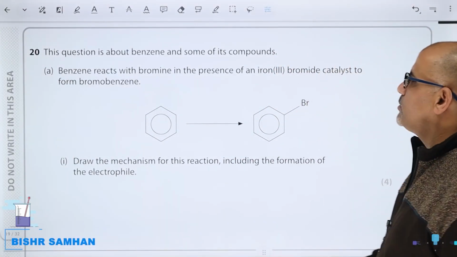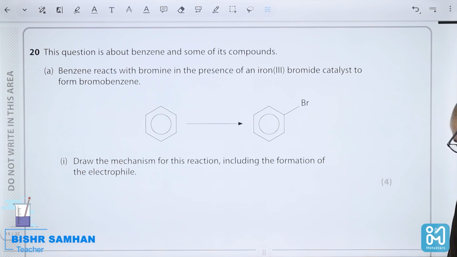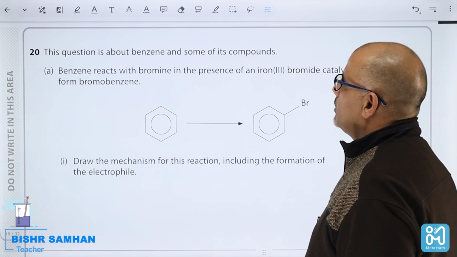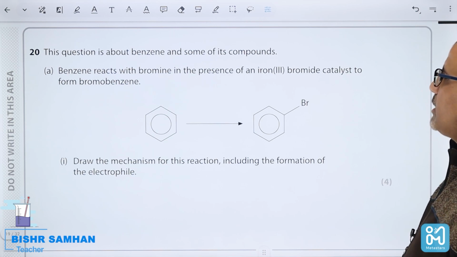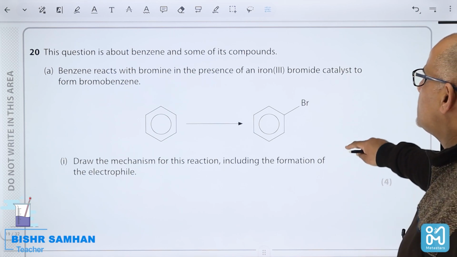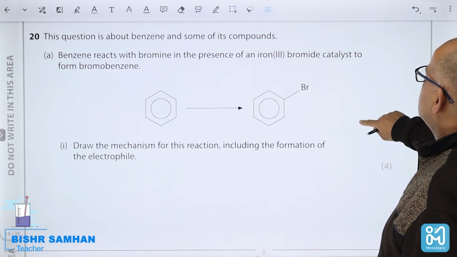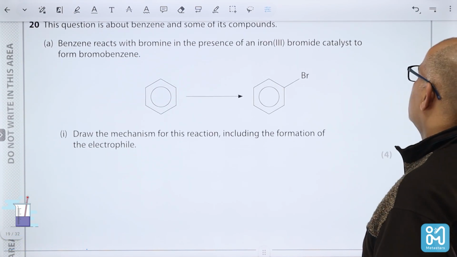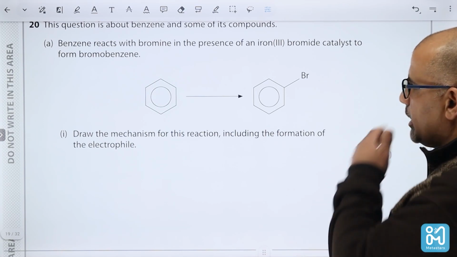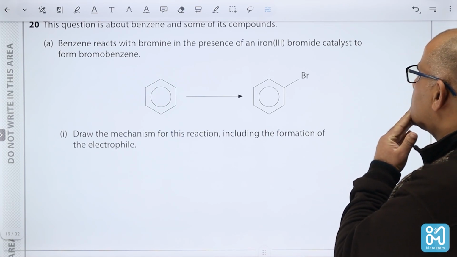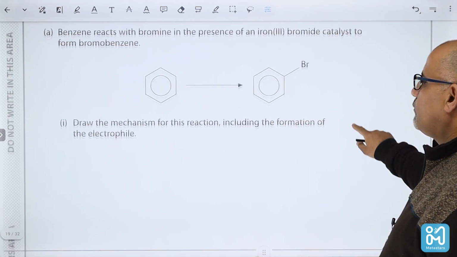Okay, for question 20, this question is about benzene and some of its compounds. Benzene reacts with bromine in the presence of iron(III) bromide catalyst to form bromobenzene. Draw the mechanism for this reaction, including the formation of the electrophile.